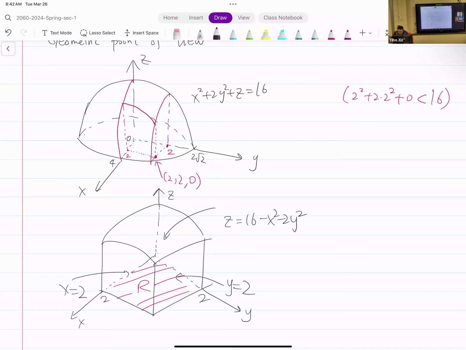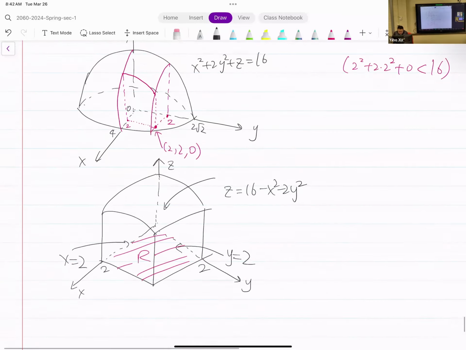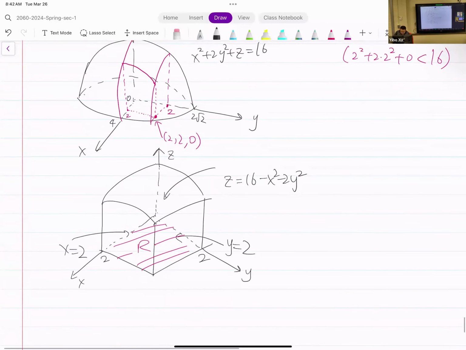And now we just simply set it up. So basically, we are sure that the bottom region is the rectangle, so that we are able to simply set up the volume equals to. That we go over this region R, which is the rectangle where x is between 0 and 2, y is between also 0 and 2. And then the top is actually the function 16 minus x squared minus 2y squared.